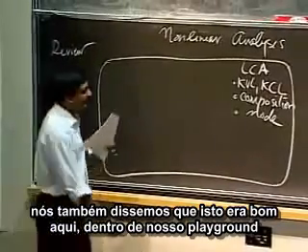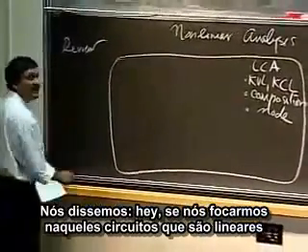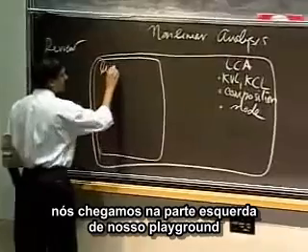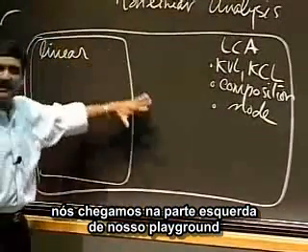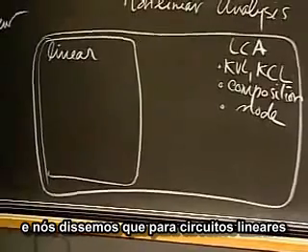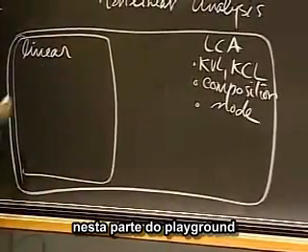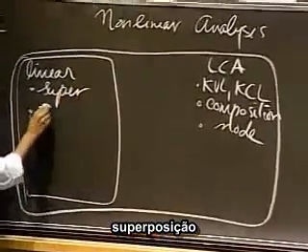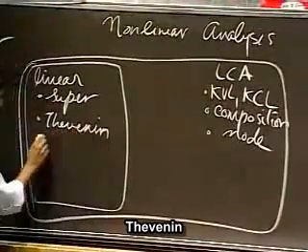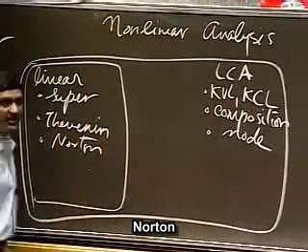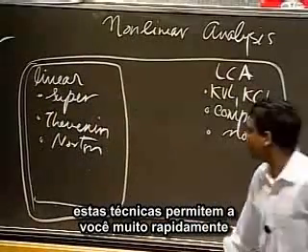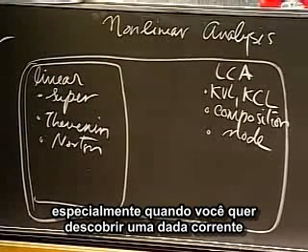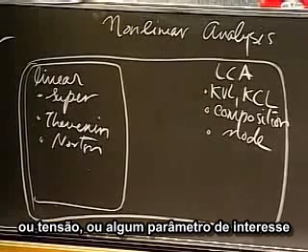Now, we also said that this was good. Here's our playground. We said, hey, if we focus on those circuits that are linear, we come to the left part of our playground. Okay? And we said that for linear circuits in this part of the playground, we can further use a few techniques: superposition, Thevenin, Norton, and so on. So these techniques allow you to very quickly analyze complicated circuits, especially when you're looking to find a single current or voltage or some parameter of interest.